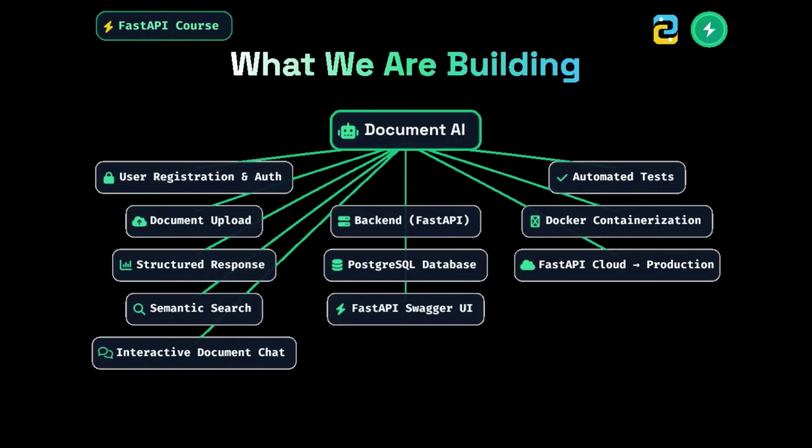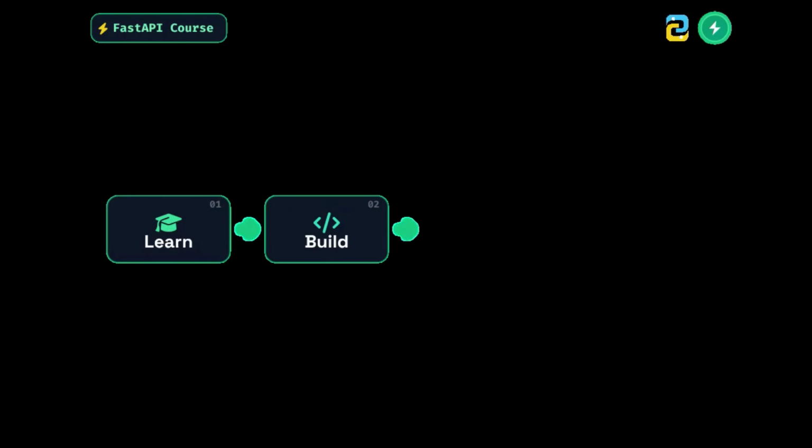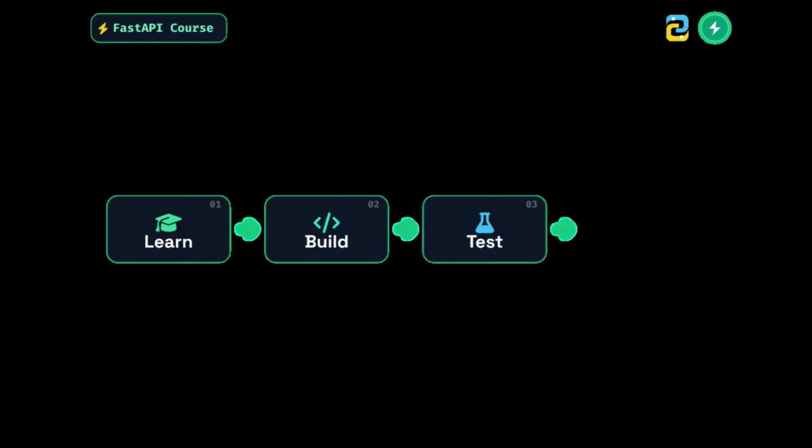And that is the real purpose of this course. I don't want you to simply memorize FastAPI syntax. I want you to understand how to use FastAPI to build real AI-powered backend systems. By the end of this course, you should be able to look at an AI application and understand how its backend is designed, how its APIs communicate, how data moves through the system, how AI components are integrated, and how the entire application can be tested and deployed.